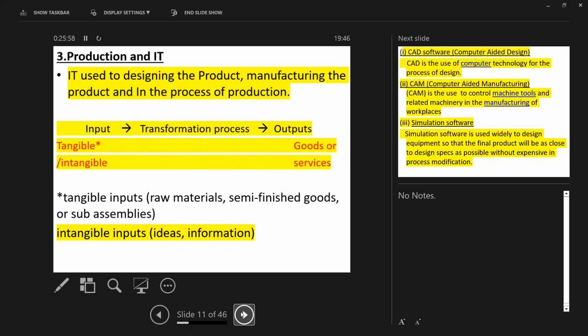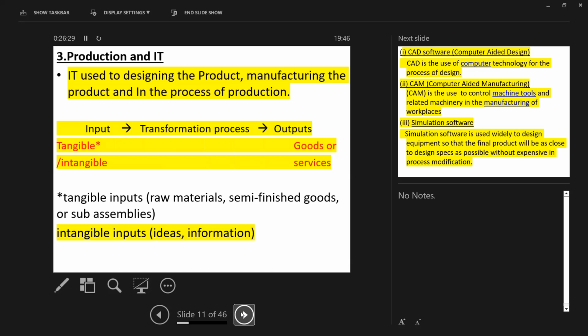Inputs can be tangible inputs as well as intangible inputs. Tangible inputs we can say are raw materials, semi-finished goods, sub-assemblies. Then those inputs go through a transformation process. Then output goods and services will come. Intangible inputs are something like a teacher teaching. So we are giving an intangible service to the students. Then the output is a good result.